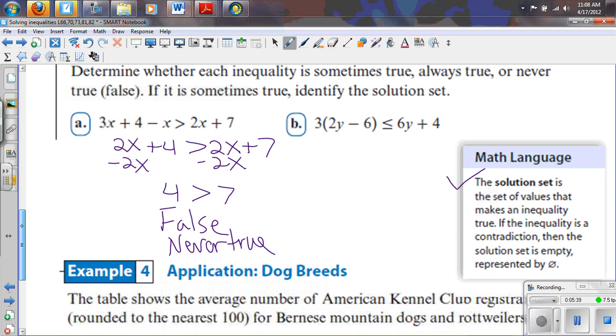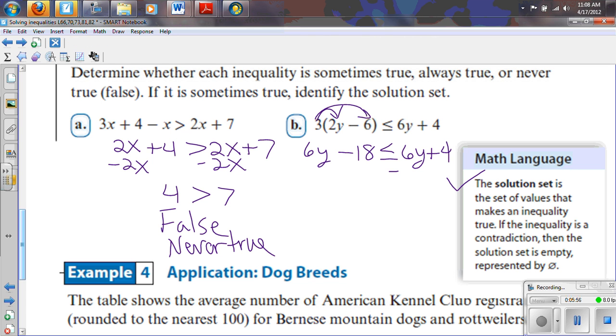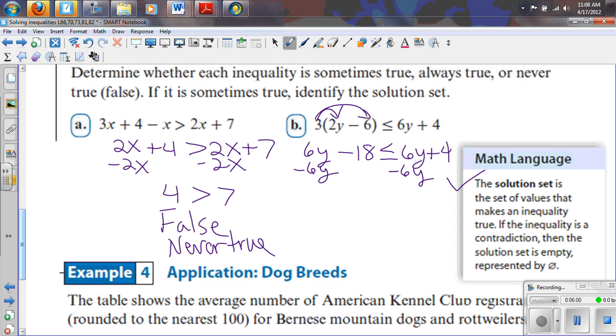So let's try this last problem here. And so we need to do some distributive property. So 3 times 2y is 6y, minus 3 times 6, which is 18, which is less than or equal to 6y plus 4. And so again, you should recognize that we have a problem because we have 6 y's on both sides. And so we minus those, we're going to get negative 18 is less than or equal to 4. And is negative 18 less than or equal to 4? That's true.